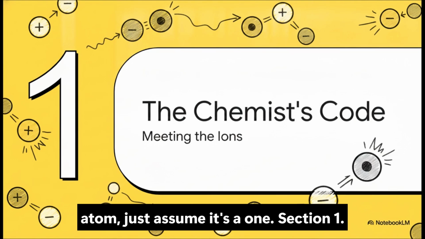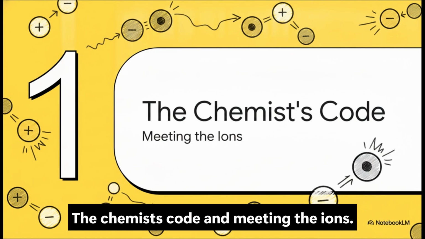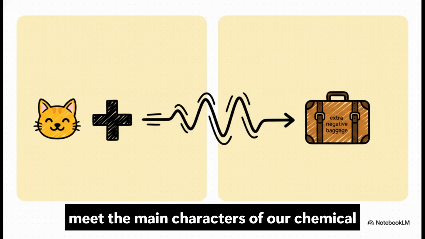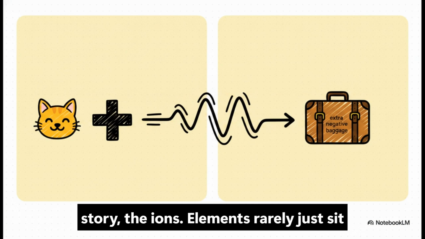Section 1. The chemist's code and meeting the ions. Before we write sentences, we need to meet the main characters of our chemical story, the ions. Elements rarely just sit around by themselves.